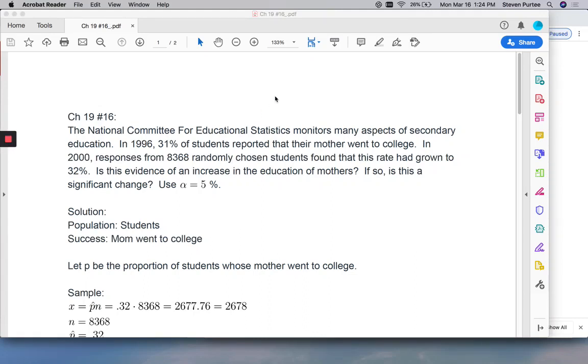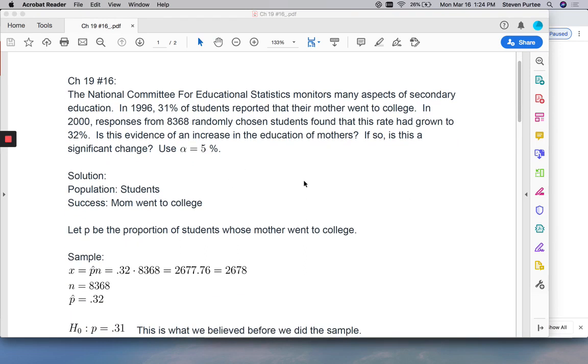Okay, now we're working on Chapter 19, number 16, another hypothesis test problem. So you can pause the video and read the setup here if you want. But the National Committee for Educational Statistics monitors many aspects of education.